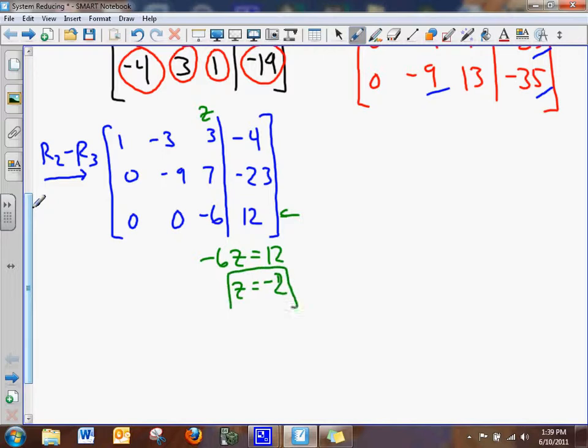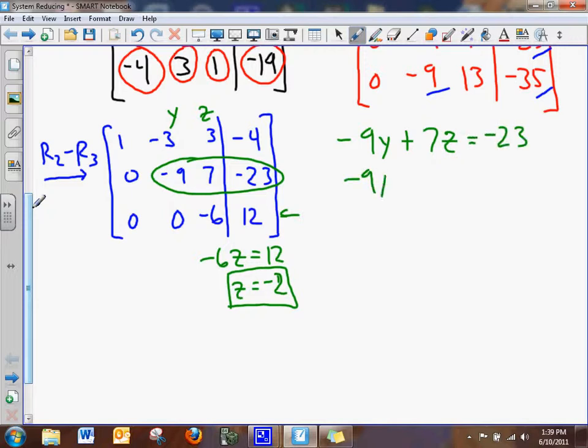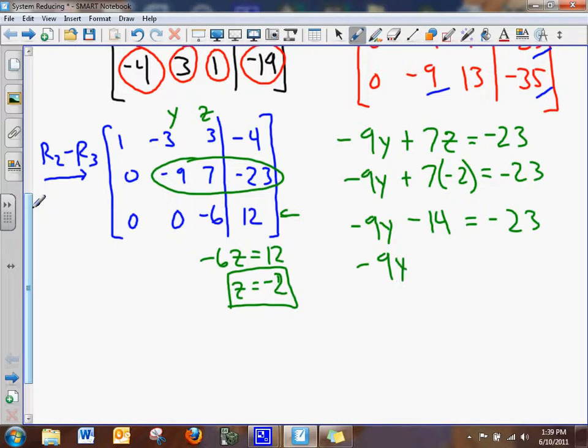I've got the first part of my solution. Now I'm going to look at the second row for the y's. So the equation for that second row is negative 9y plus 7z is equal to negative 23. I know that z is negative 2. That's what we just found. And I'm just solving for y. Add 14 makes it negative 9, y is positive 1.